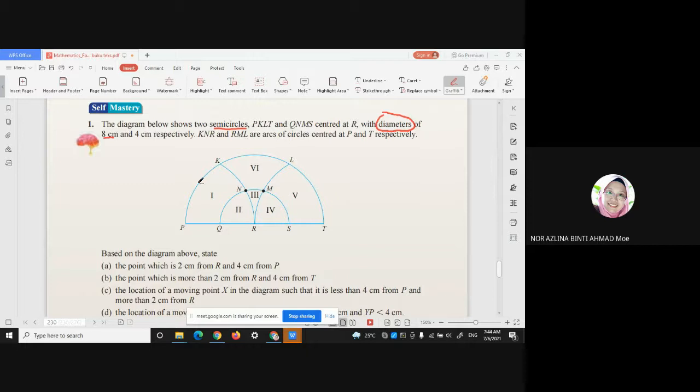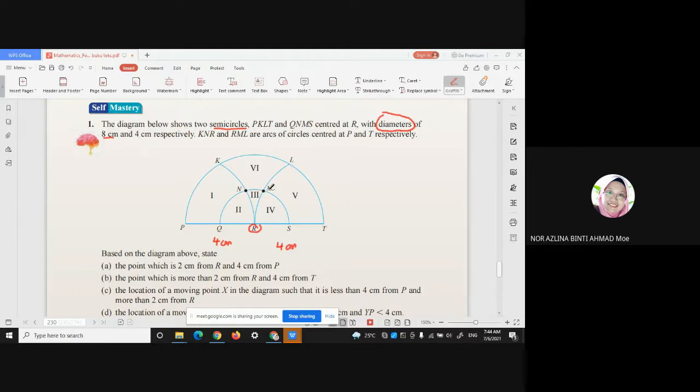So PKLT is outside. And the diameter center R. This is center R, 8 cm. So left hand side should be 4 cm, right hand side should be 4 cm, and 4 cm respectively.